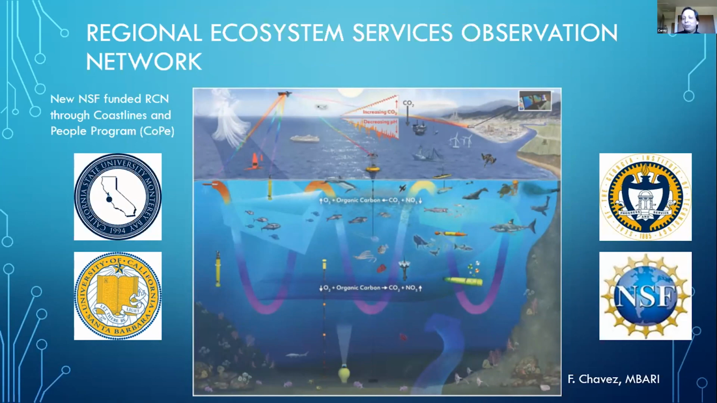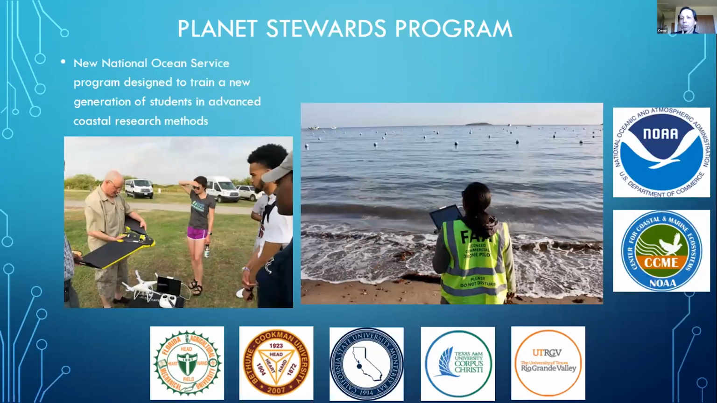Okay. So moving forward, we are going to build out a larger ocean observing system here on the California coastline as part of a new Coastlines and People RCN that was just funded with our group and UC Santa Barbara. And we're also looking to build out more training programs. We were just awarded this grant from the National Ocean Service to train students within our NOAA Center in next-gen monitoring technologies, which will involve things like drones.